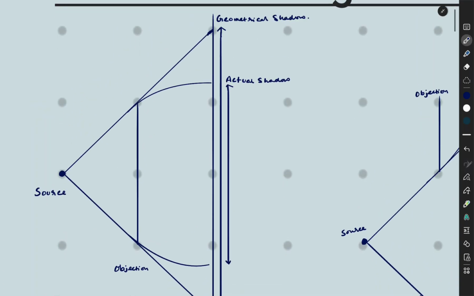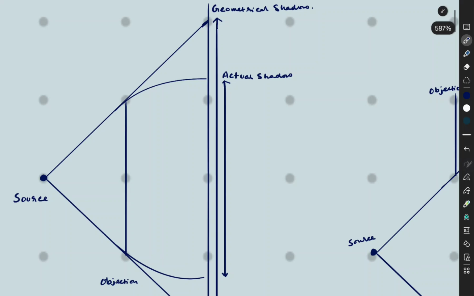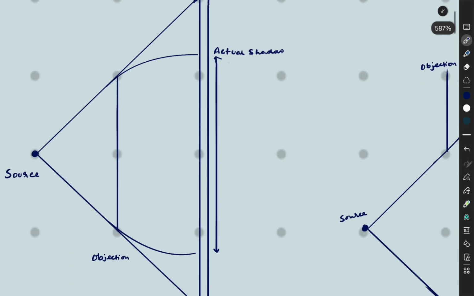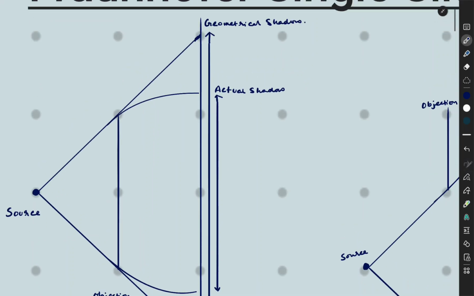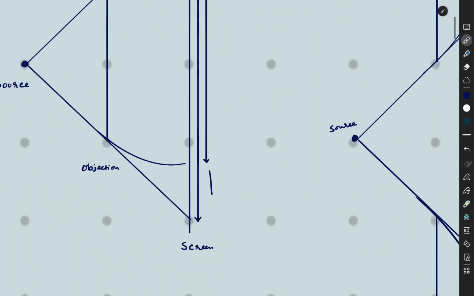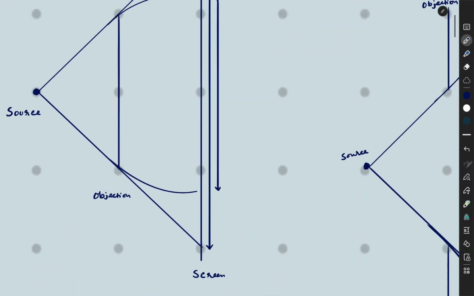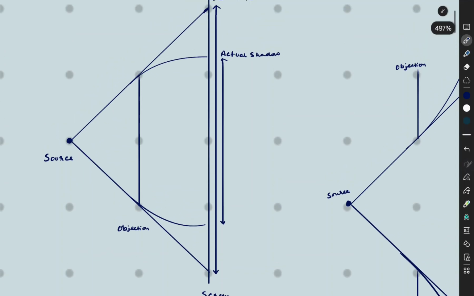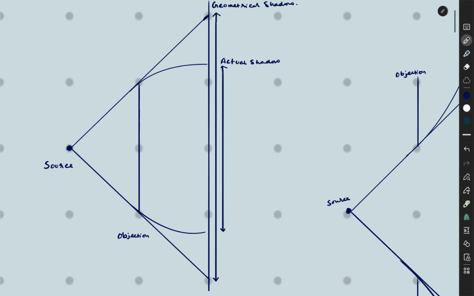But when we observe in real life, we can see that this is the only actual shadow part, and here illumination is there, and also here illumination is there. So the assumption that we made, that light travels in a straight path and there shall be a geometrical shadow in this area, is not true. In the geometrical shadow there is actual illumination.